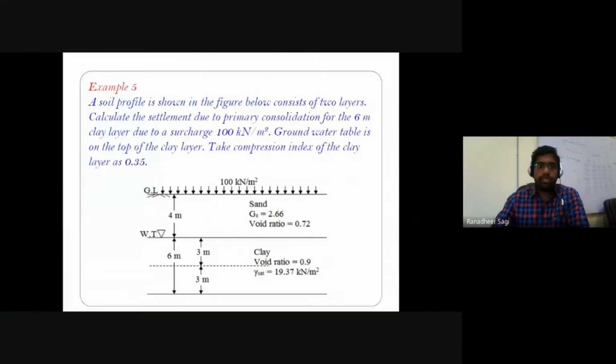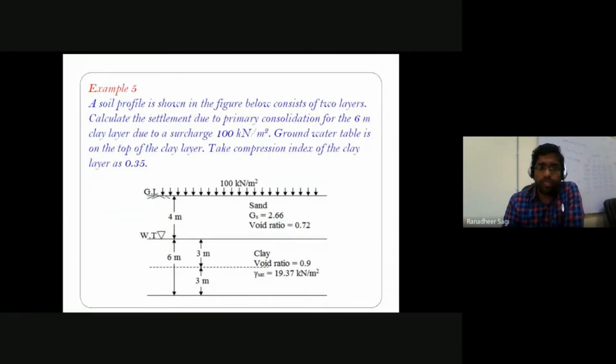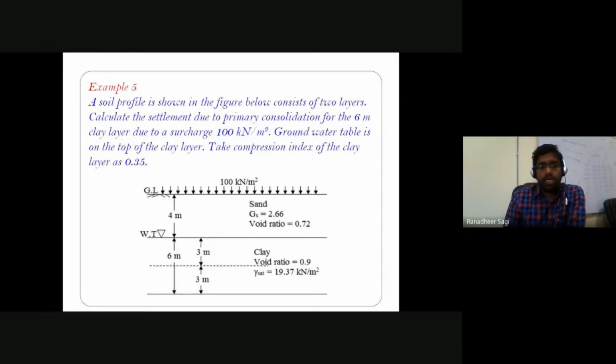What is given here? You are given a soil profile, and you could see particularly that this soil profile has a 2-layered soil. The top layer is a sandy soil layer, the bottom layer is a clayey soil layer, and you are asked to calculate the settlement due to primary consolidation, which is happening in the 6-meter clay layer due to the surcharge of 100 kilonewton per meter square.